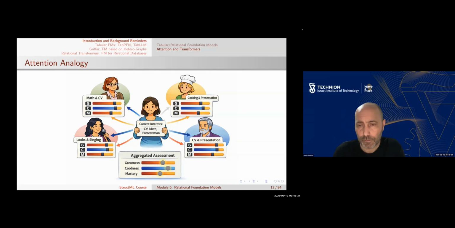Now, she wants an opinion from a set of experts. Every expert is an expert in specific topics, in specific aspects. One is strong in the math and the CV. Another one is in the looks and the singing or cooking or presentation. And our candidate is interested in specific skills: CV, math, and presentation. Now, the end result is a grade that consists of three components: greatness, coolness, mastery.